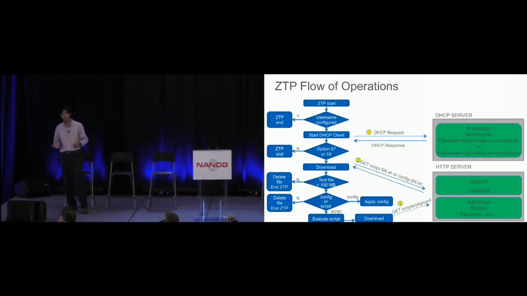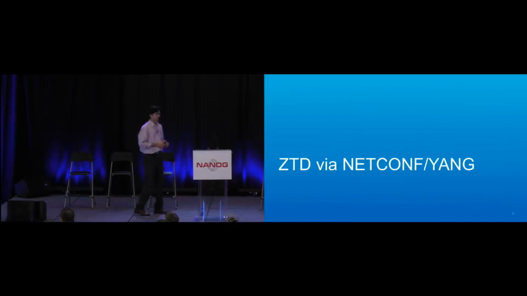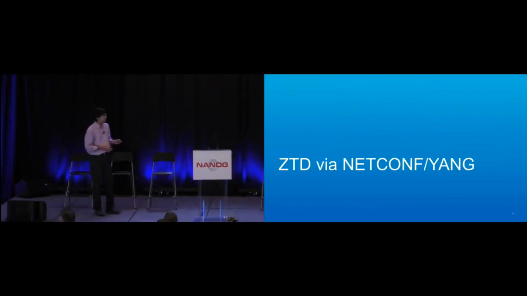So how to make it multi-vendor? How to make it more friendly? There is an effort going on in IETF to do ZTP with NETCONF or RESTCONF. NETCONF with YANG, or basically RESTCONF with YANG.